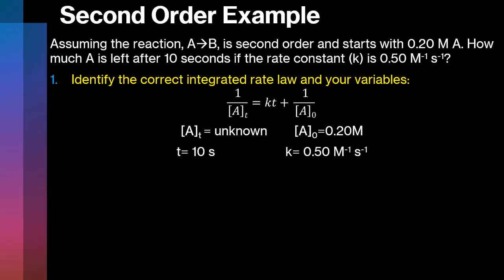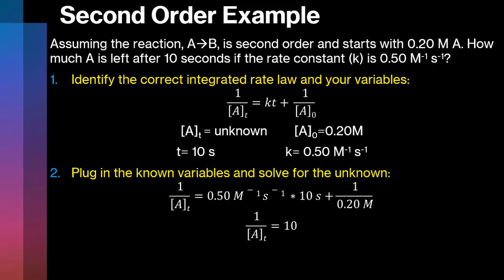We're going to plug all of those known variables into our equation and solve for our unknown. When we do that, everything on the right side should end up equaling 10. So we're going to end up with 1 over A_t is equal to 10. Do the inverse of the right side, and we should end up with A_t equal to 0.100 molar. So after 10 seconds, we will have 0.1 molar of A remaining.